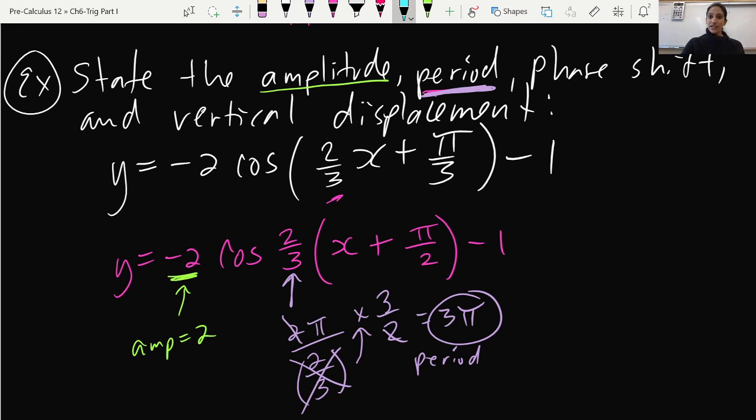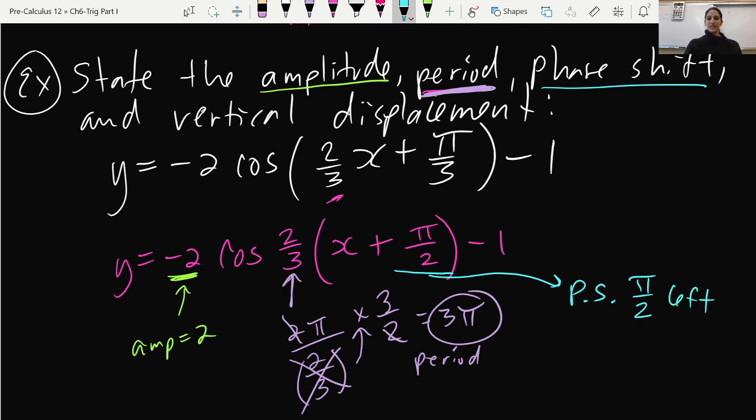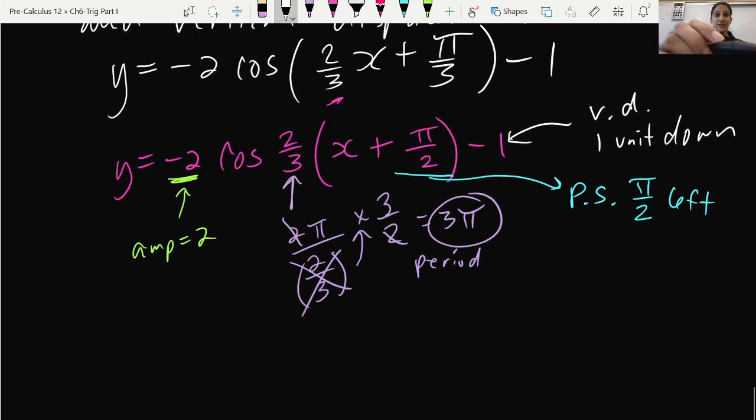And then it asks for the phase shift. Okay, so phase shift, if this is what's given to me, I just read it off of there. The phase shift is pi over 2 to the left because it's a plus pi over 2, and we know it's always the opposite with x. And then when we're dealing with our last one here, that would be a vertical displacement, 1 unit up. No, it's not. It's 1 unit down because it has a negative sign here. Okay, so I hope that that helps you to get some clarity on how to do this.